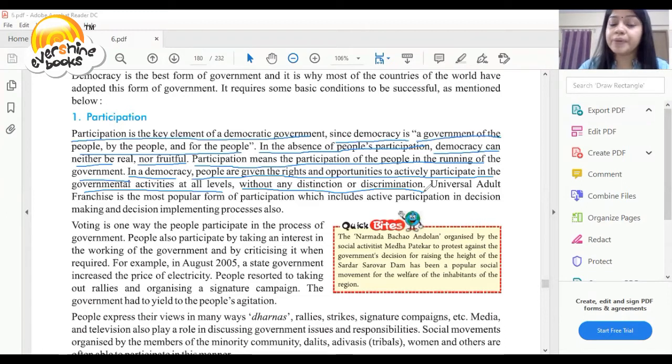In democracy, people are given the right and opportunities to actively participate in government activities at all levels without any distinction or discrimination. Universal adult franchise is the most popular form of participation, which includes active participation in decision making and the decision implementation process also. So, dear student, let's move ahead.